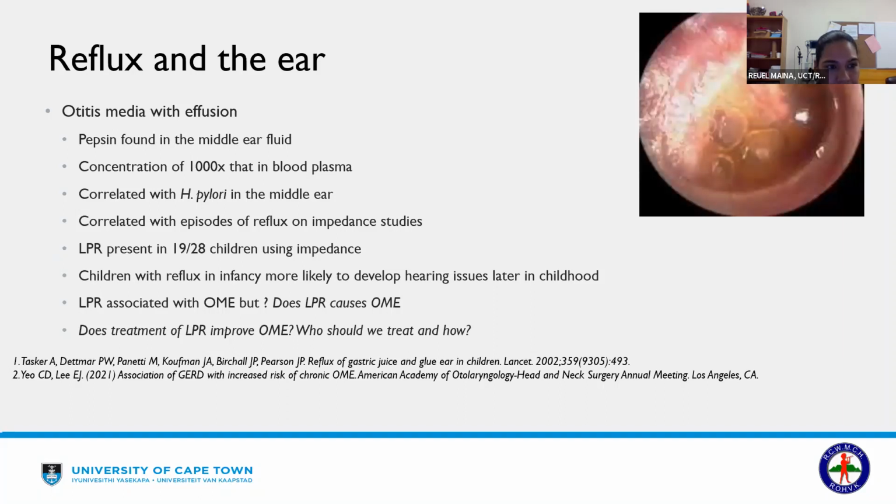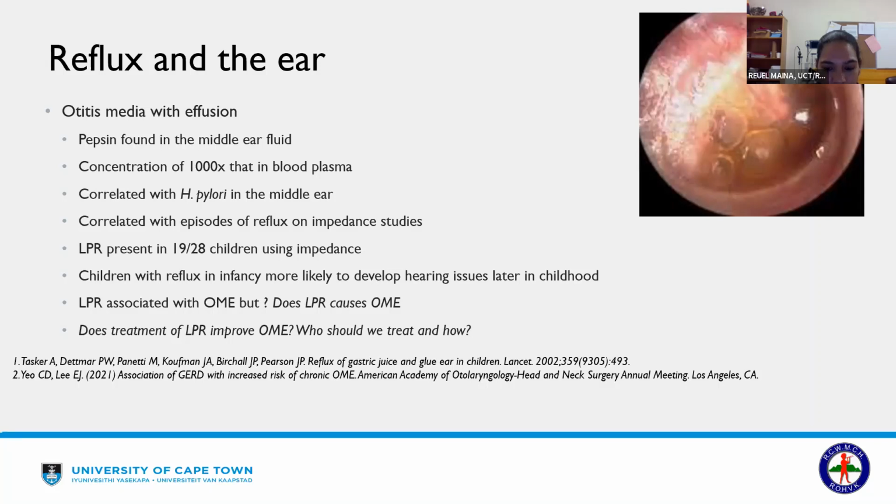Reflux and the ear. There are a few studies out there, and specifically the one I've quoted, number 2, this article was done in 2021, looking at the association of gastroesophageal reflux disease with increased risk of chronic otitis media, and specifically otitis media with effusion. In this study, they specifically looked for pepsin in middle ear fluid and found that in these patients, there was up to 1,000 times more concentration of pepsin in the middle ear fluid than in blood plasma.